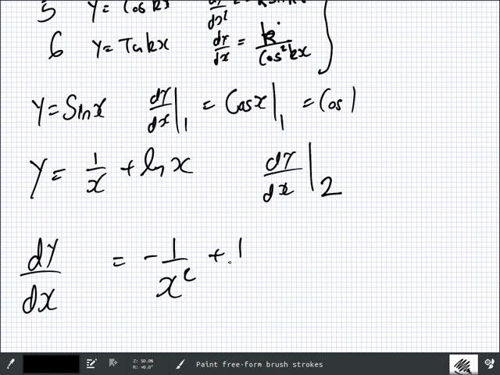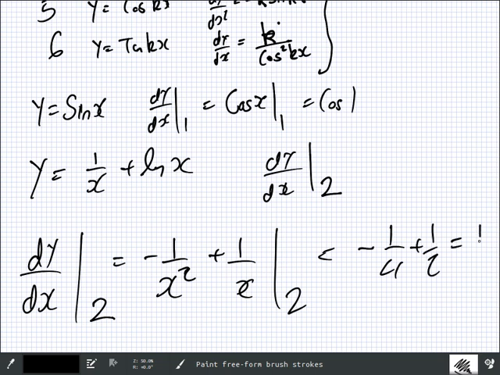So I believe you get this when you get the derivative, yeah? Then you have to put in 2. So that's minus a quarter plus a half. So is that a quarter?